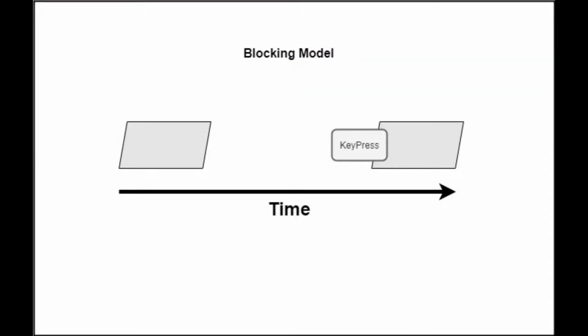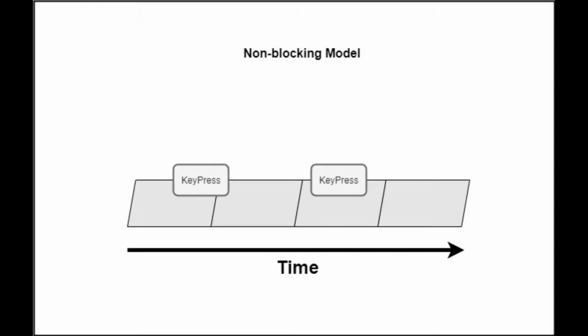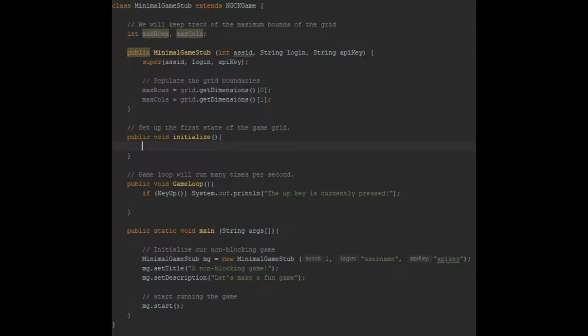We support two types of games in Bridges. Blocking games are event-based and wait for a key press before sending the next state of the game. Non-blocking games are continuous and send the current state of the game multiple times per second. We provide minimal program templates and example game implementations for both game types to get you started.